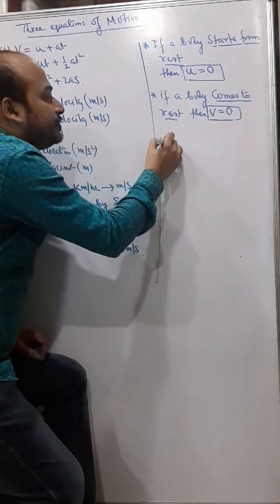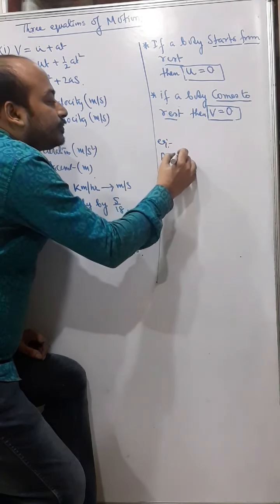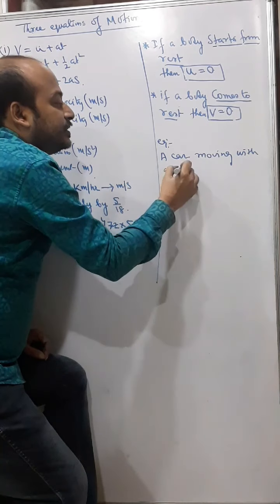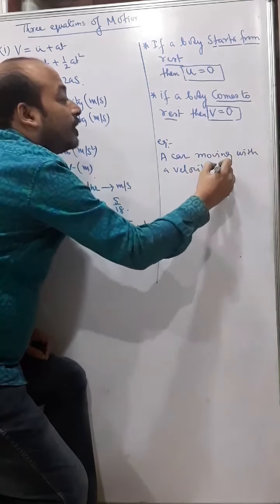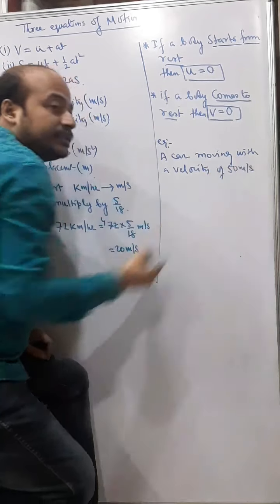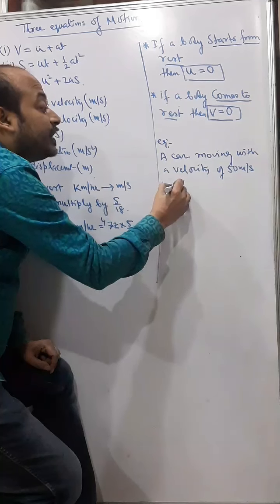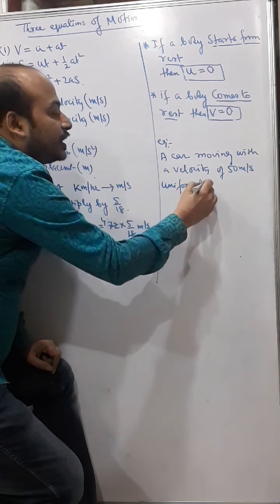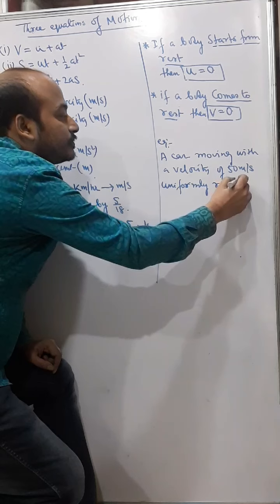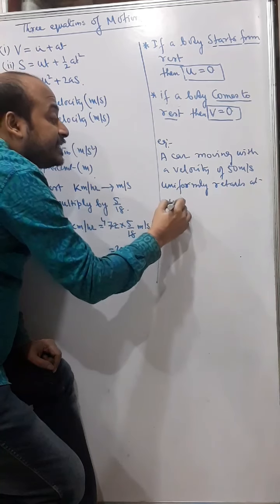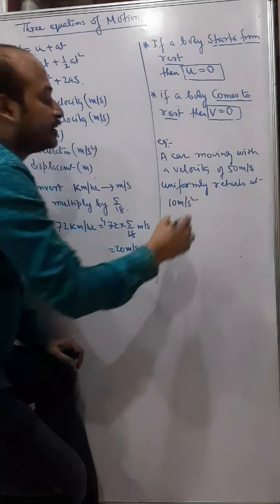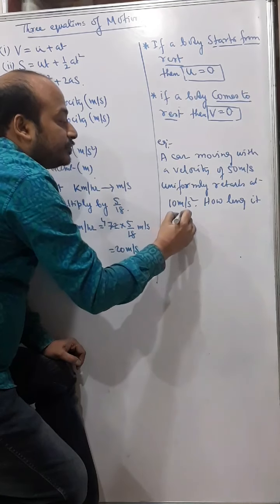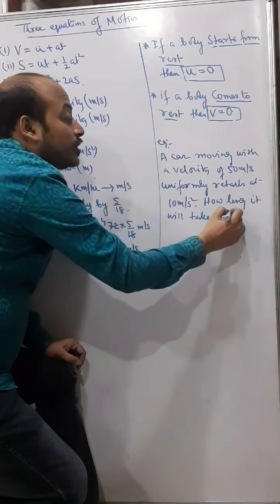Now suppose, for example, you see a car moving with a velocity of 50 meter per second, uniformly retards at 10 meter per second square. How long will it take to come to rest?